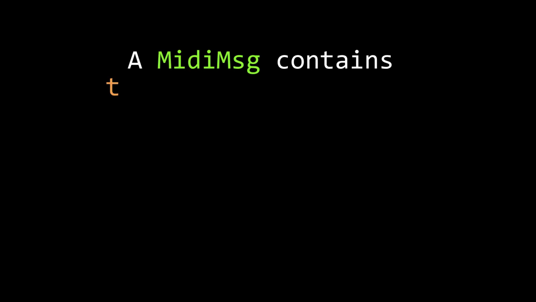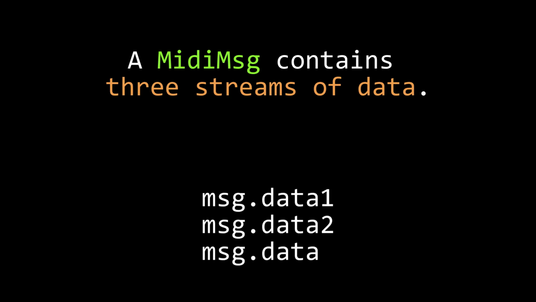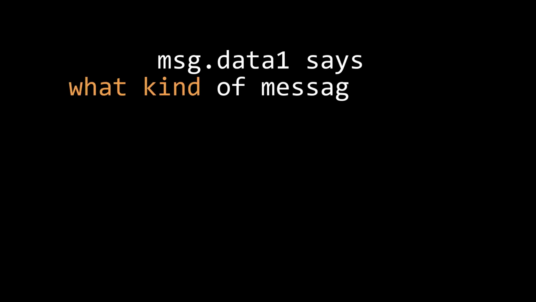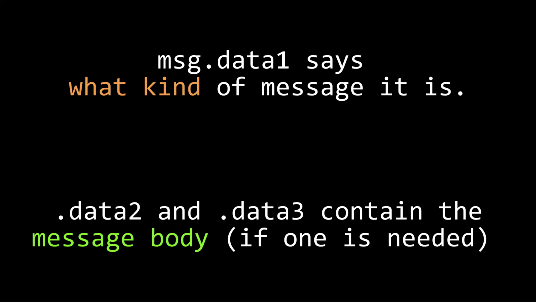What we see instead is a message that contains 3 streams of data. They are members of the MidiMsg class, and they're called data1, data2, and data3. All 3 of these are ints. data1 will contain what kind of MIDI message it is. data2 and data3 will contain either the data of that kind, or possibly nothing if data1 specifies data that doesn't need 2 more data streams.